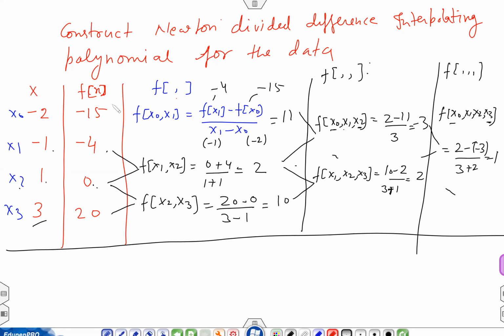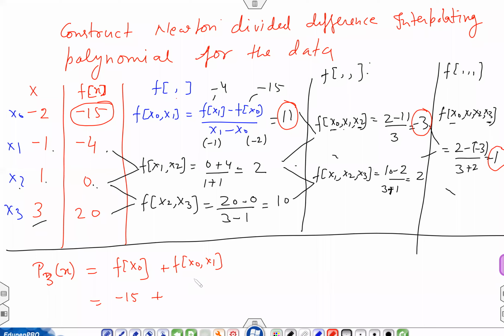So the first value is the function value, the second value is this value. In the table, whatever first value you are getting, that is the value that you will use in the polynomial. You are having 4 data points, so a maximum 3-degree polynomial is possible. So the formula is f of x0, that is -15, plus f of x0, x1, that is 11, and then multiply by x minus x0.